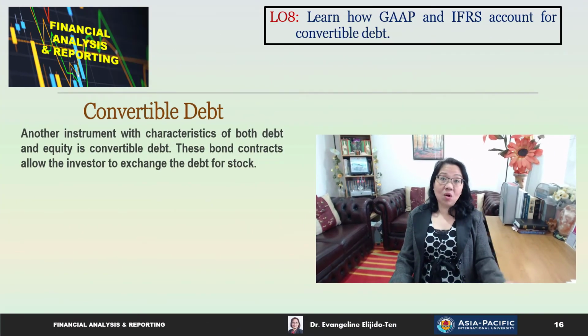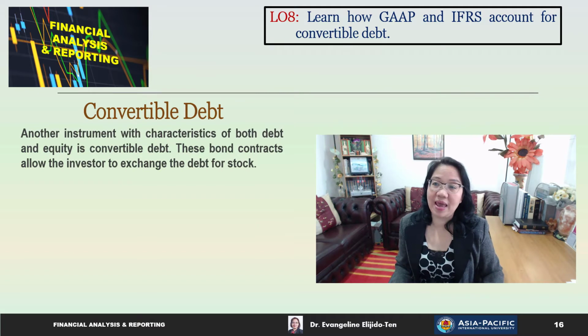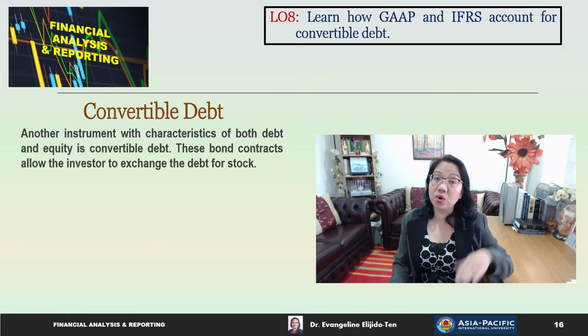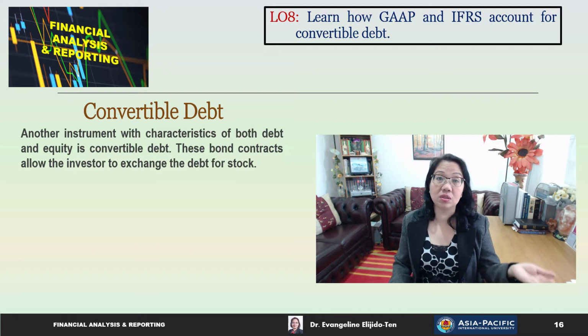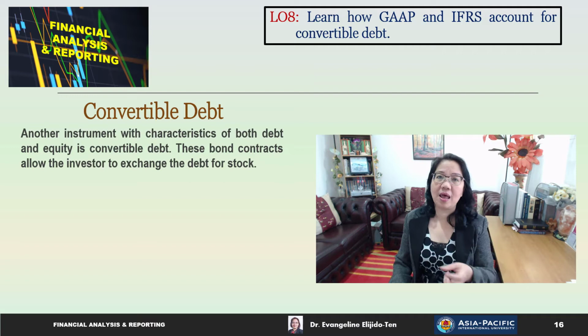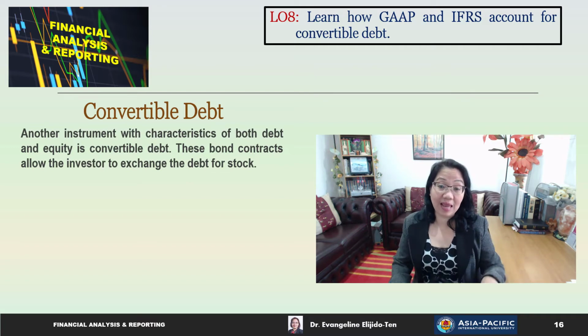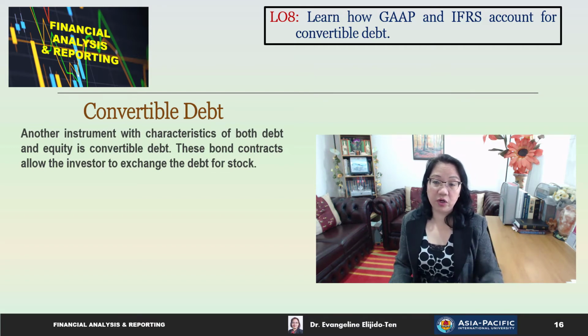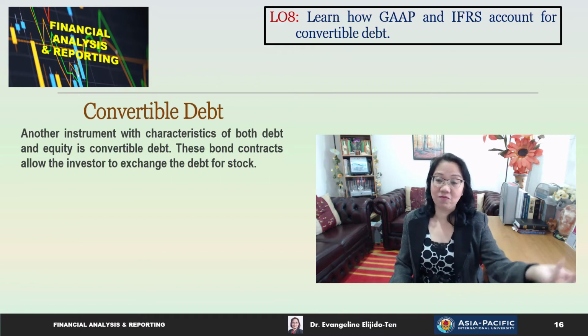All right, let's now move to learning objective 8. This is where we will learn how GAAP and IFRS account for convertible debts. Remember, in part A of the lecture, we talked about preferred stocks as the type of stock that has features of debt and equity. So here is another one, convertible debt. These bond contracts allow the investor to exchange the debt for stock at some future date.